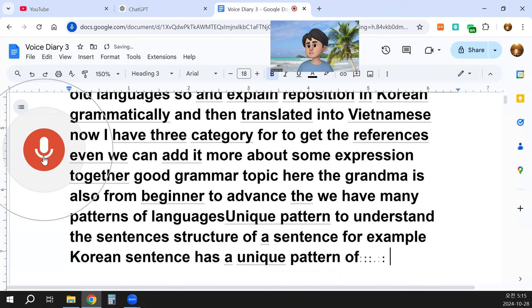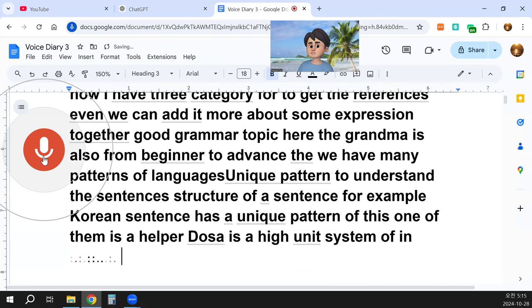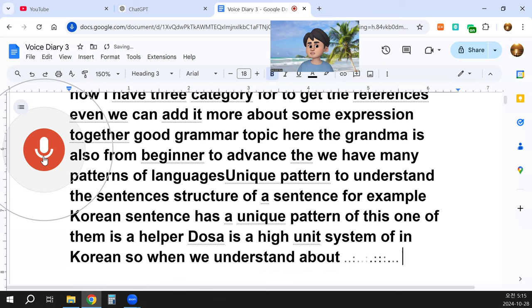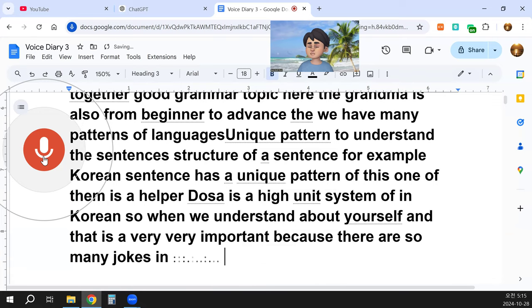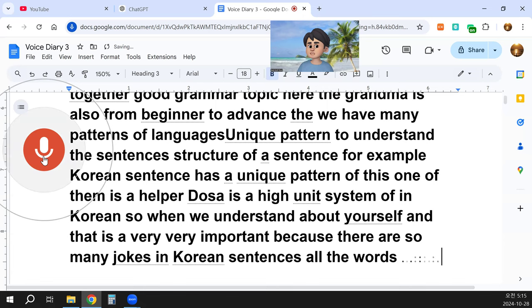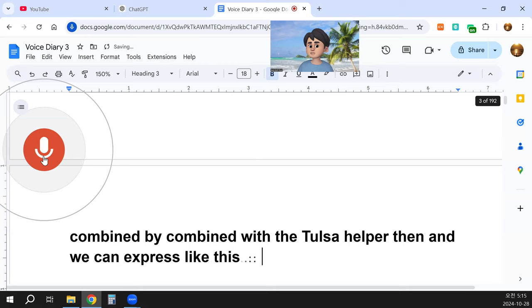One of them is the helper, josa, which is quite a unique system in Korean. When we understand josa, that is very, very important, because there are so many josa in Korean sentences. All the words are combined with the josa helper, and then we can express like this. So getting familiar with josa is very important.